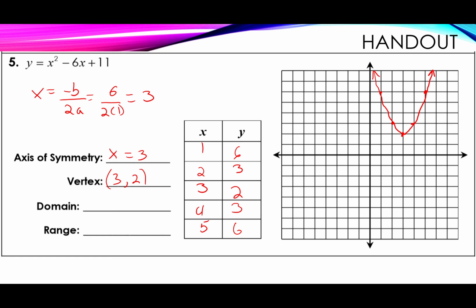And there's our parabola. It's opening up. Does it have a min or max? Minimum, right? There's a low point to this graph. So my domain is negative infinity to positive infinity. All right, and my range is going to be a minimum. So that means that y is always going to be greater than or equal to 2. That's my lowest point.